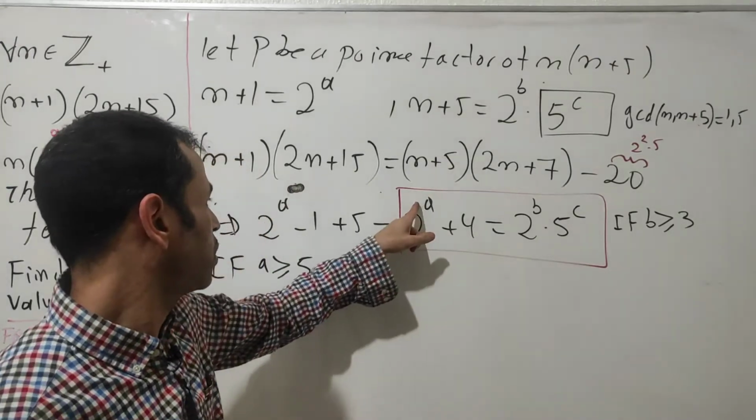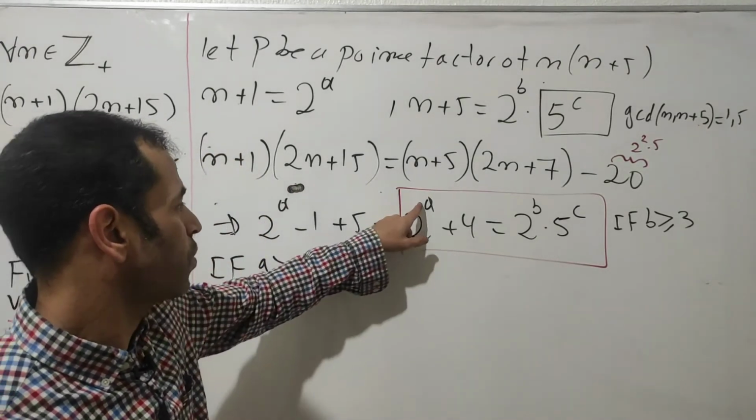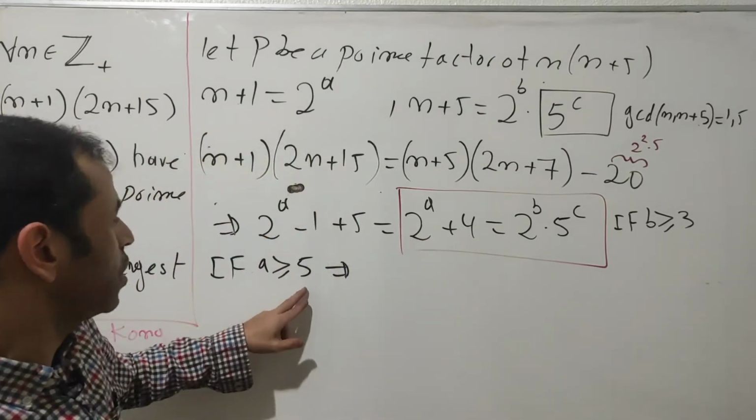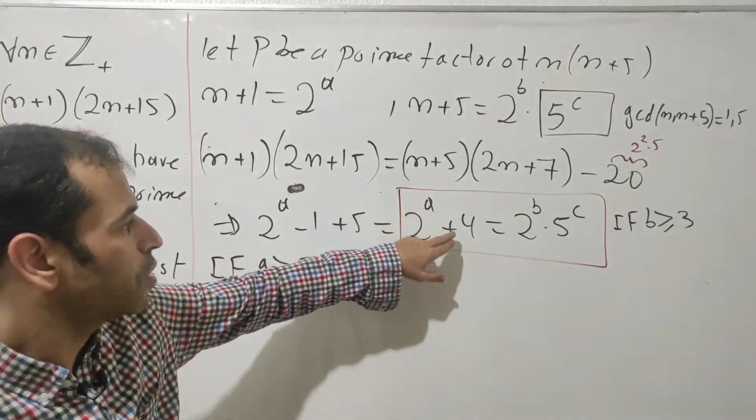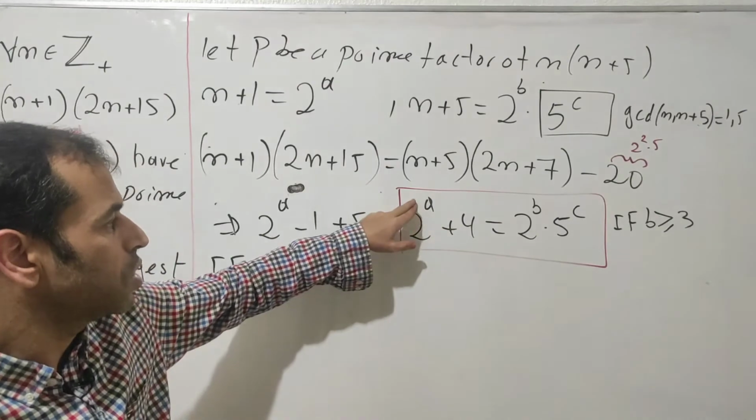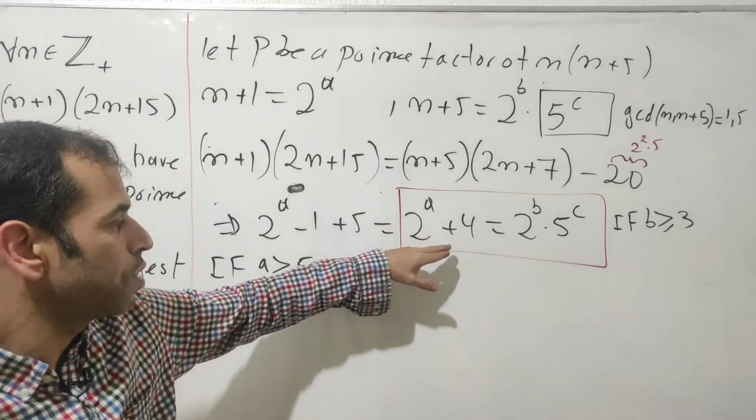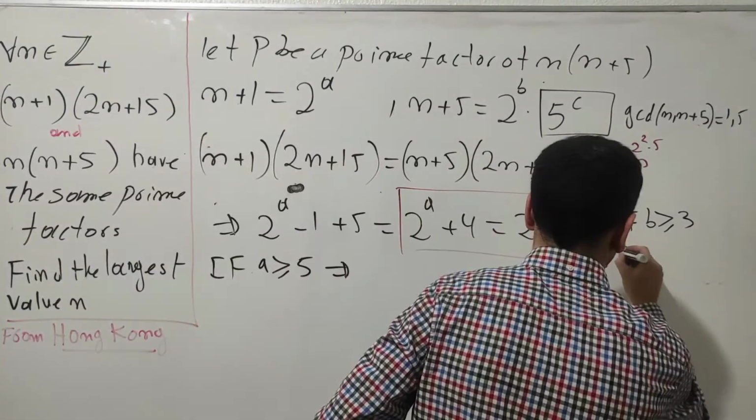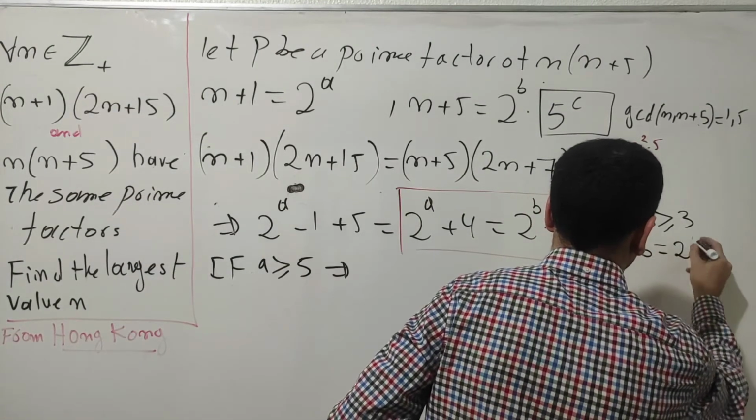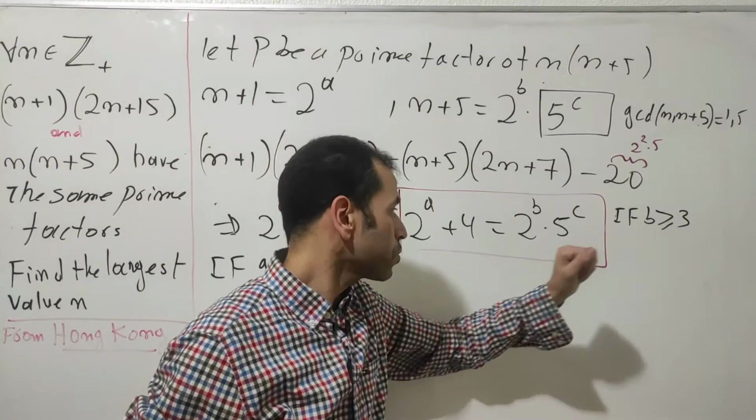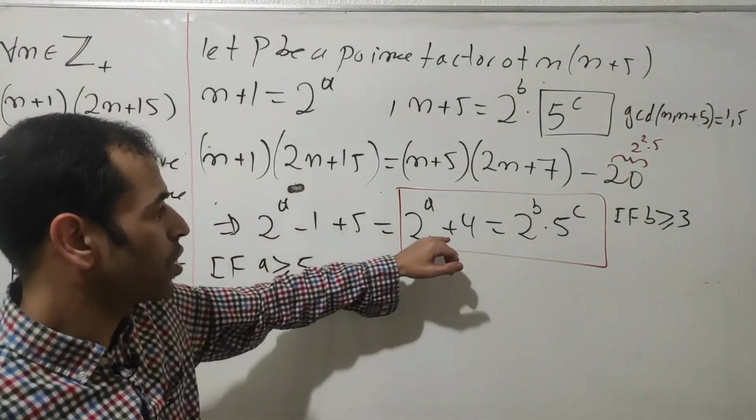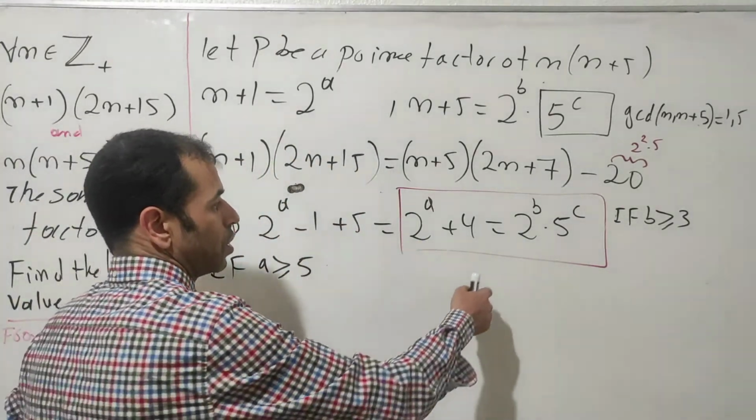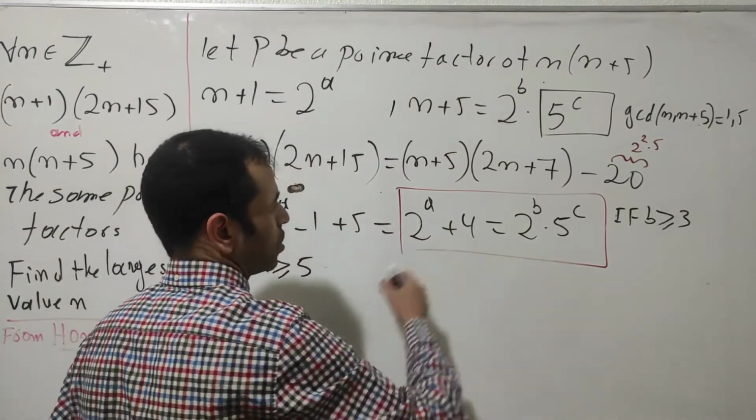Whatever a is, if you have a equal to 5, let's take this example. If a equals 5, you get 32 plus 4, which is 36. 36 will never be divisible by the number 8. Okay, so finally b must not be greater than or equal to 3. But if you try to take the number 4, this equation satisfies this condition.